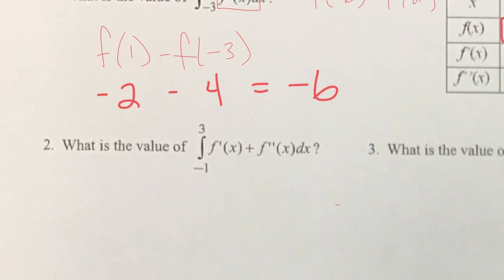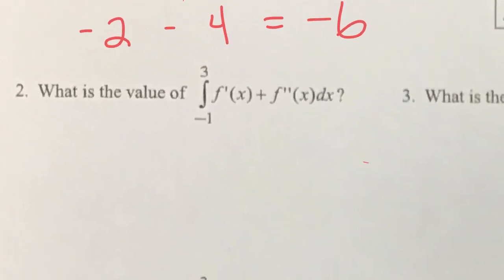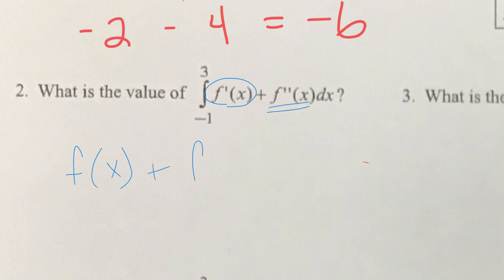Here we have the integral from negative 1 to 3 of f prime plus f double prime. Okay, so what is the antiderivative of f prime? Well, that's just f, right? The antiderivative of f prime is f, plus what is the antiderivative of f double prime? Well, that's f single prime. And we're going to evaluate this at negative 1 and 3.